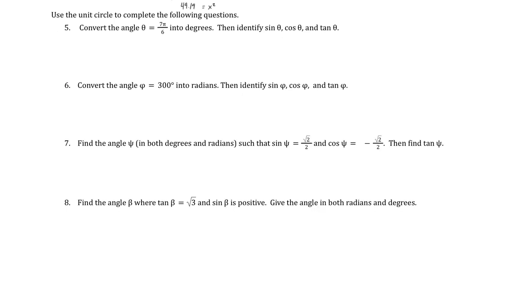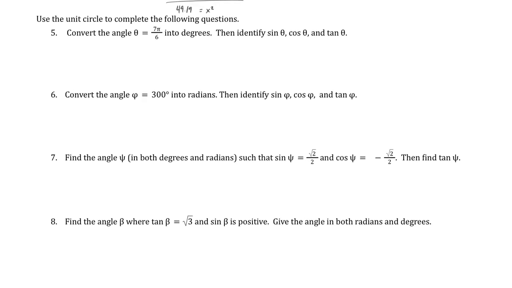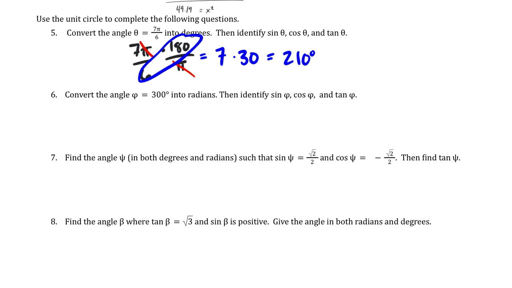Okay, the next set of problems is about the unit circle, and so we will be using the unit circle to answer all these questions. The way we convert from radians into degrees is we multiply by 180 over pi. And so the pi's will cancel because pi divided by pi is 1. And then 180 divided by 6 I see is 30. So I can see that this would be 7 times 30, which is 210 degrees.